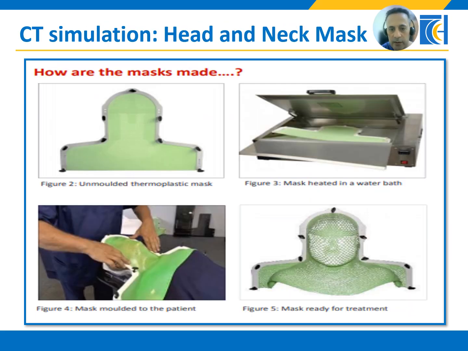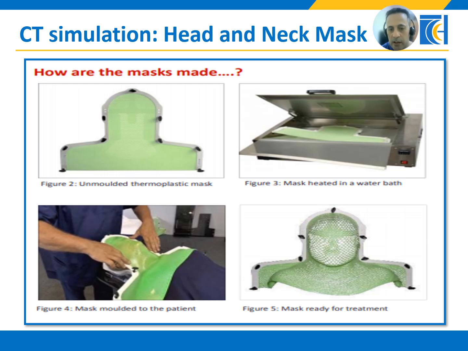Now let's move to the technical part of this presentation. We'll start with CT simulation. We simulate our patients in the supine position. We customize the thermoplastic head and neck mask to take the shape of the head and neck and upper chest region. We give IV contrast. We scan them with 2 mm slice thickness.